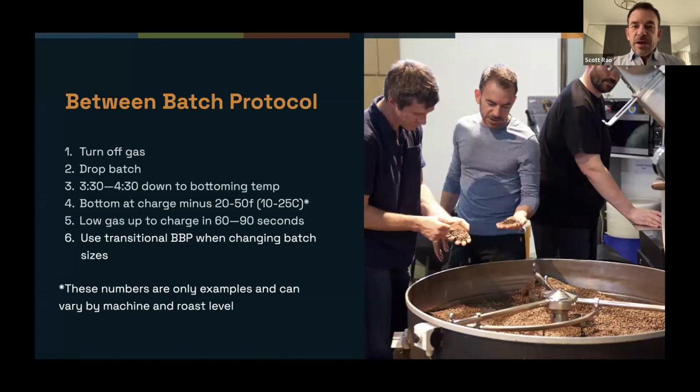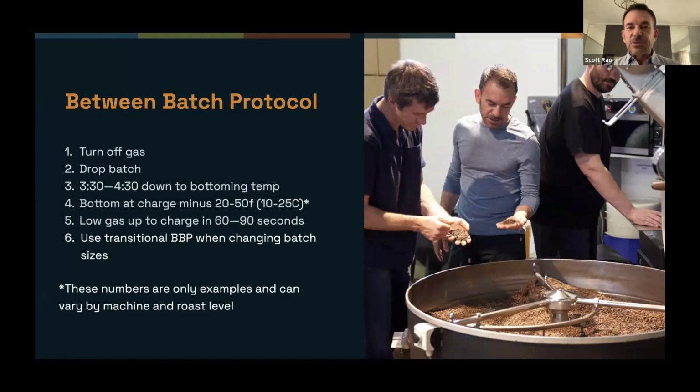So let's say you do 5 kilo batches all day long, and then at some point you switch to 10 kilo batches. After that last 5 kilo batch and before the first 10 kilo batch, you need a special BBP that heats the machine a little bit more than usual between batches in order to reach a higher thermal energy. If you're going to larger batches, that transitional BBP will usually involve about 8 minutes of idling about 10 degrees Celsius, 20 degrees Fahrenheit, above your intended charge temperature.